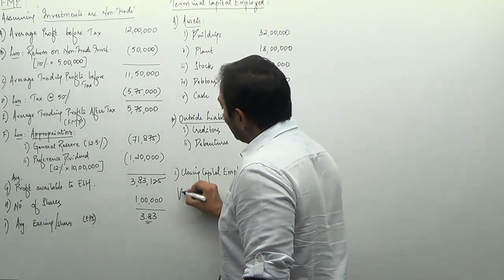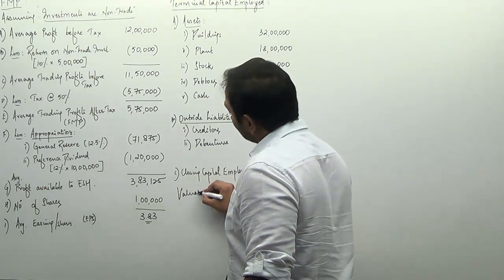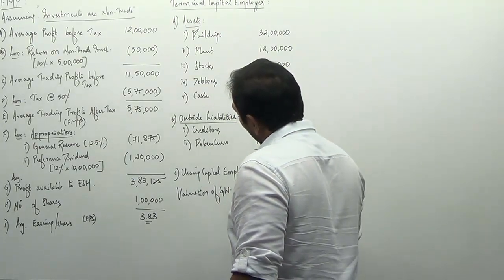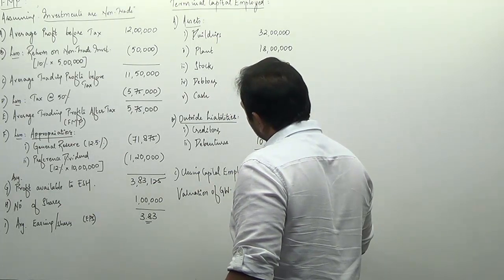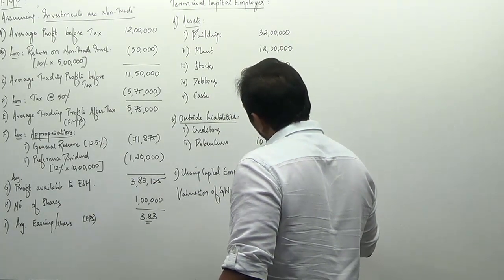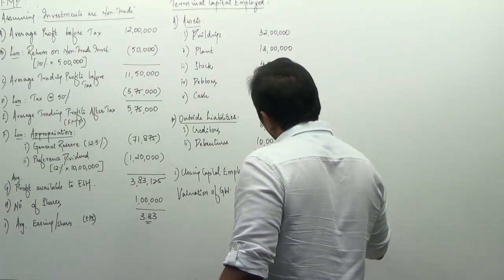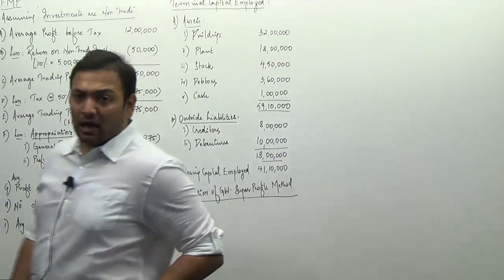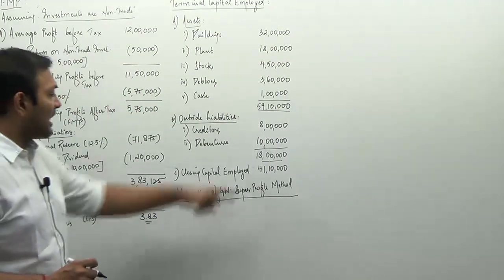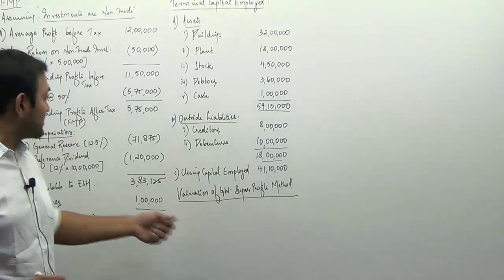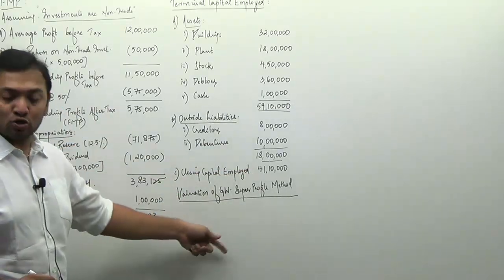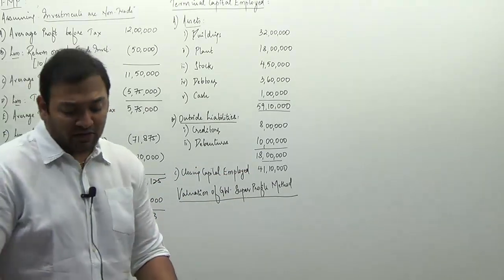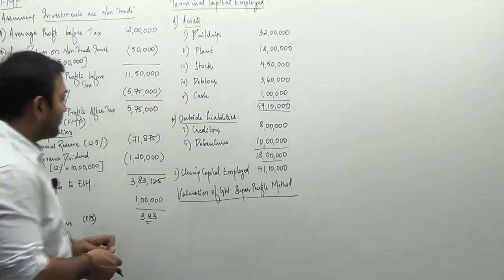Let's go for the valuation of goodwill then, using the super profits method. How do we get super profit? You know the NRR, you know the capital employed, multiply the NRR with the capital employed, we'll get normal profits. Compare it with the FMP, we'll get super profits. What is the NRR given to you? NRR on capital employed is given to us as 10%.